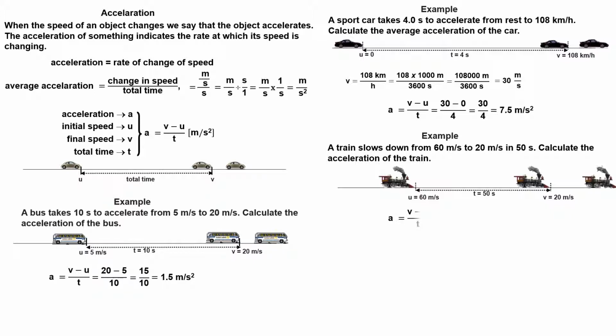Take care. Here the train's final speed is less than its initial speed. The minus sign, negative acceleration, indicates that the train is slowing down. It's decelerating. Negative acceleration means deceleration.